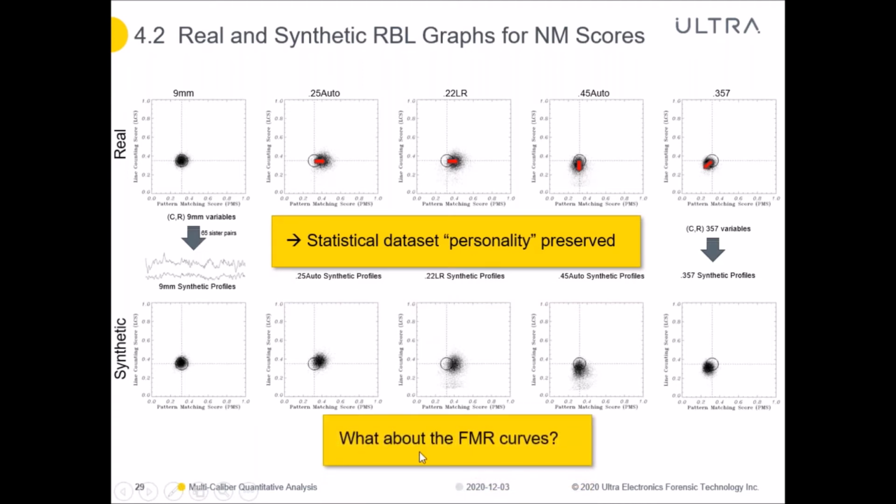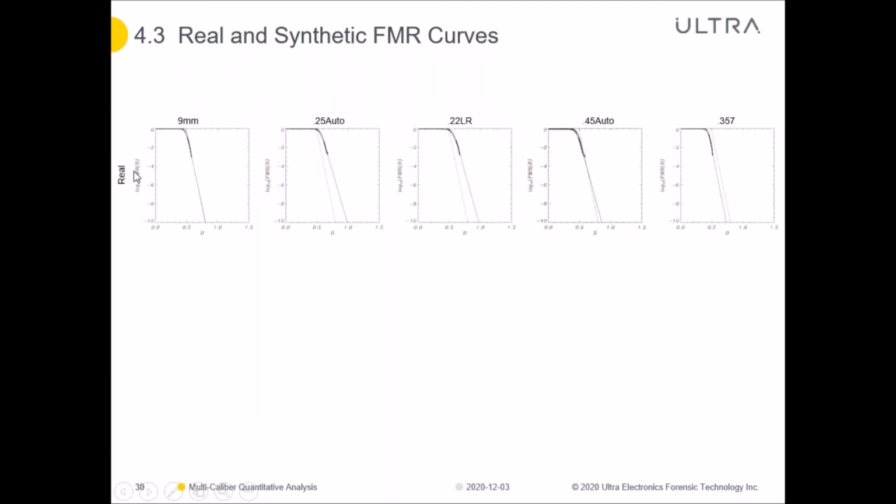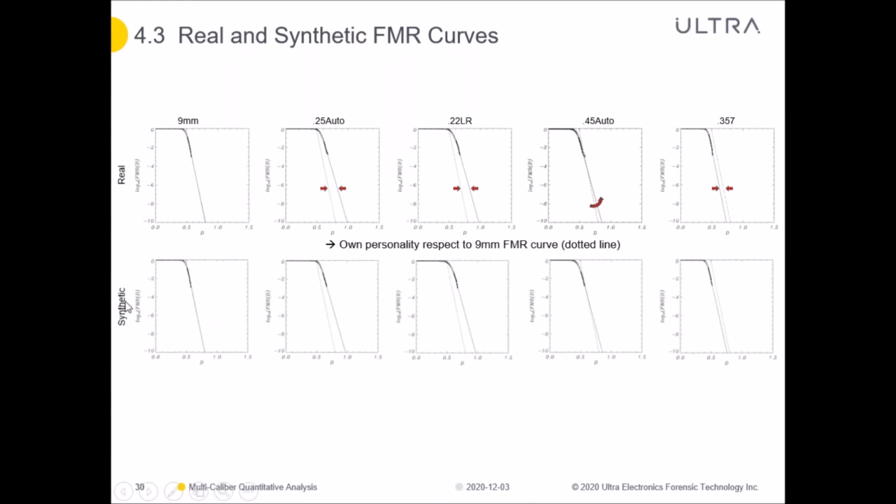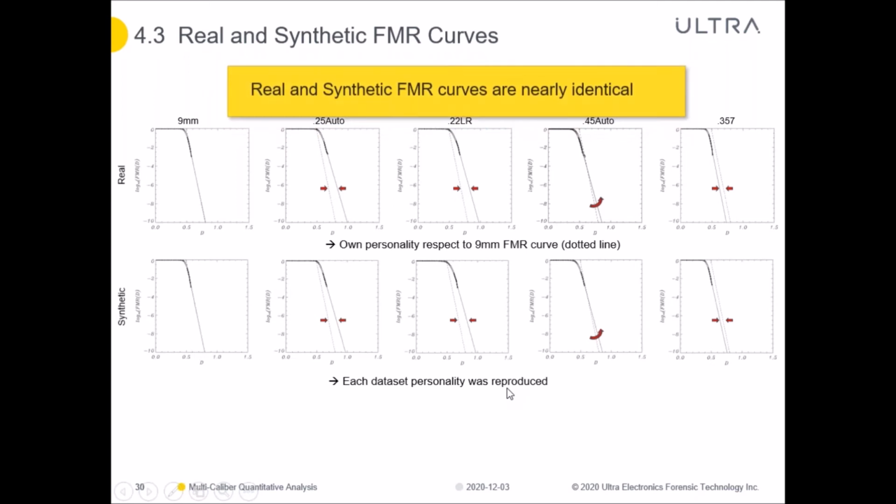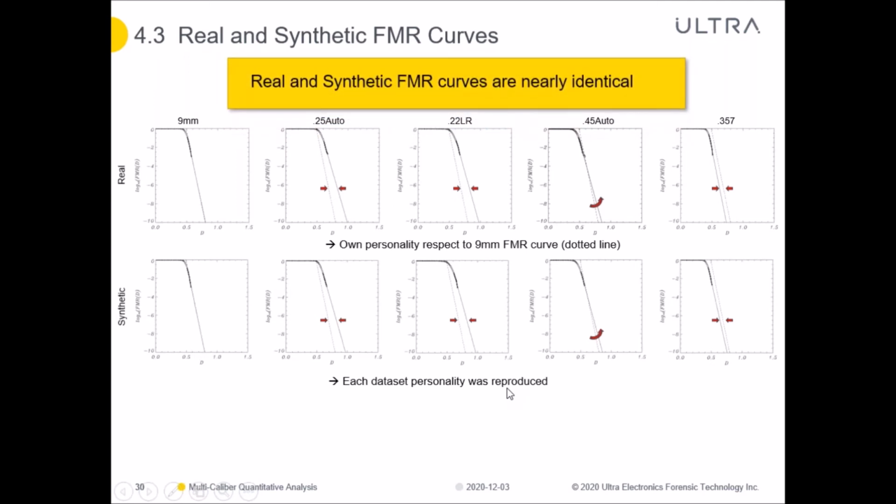Well, let's go a step further. What about the false match rate curves? Here again, we have all the real datasets. These are the false match rate curves for the real datasets. The dotted line is the curve for 9mm as a reference. And as you can see, they all have their own personality with respect to the 9mm false match rate curves. Now, if we take the synthetic non-matching score distribution and compute the false match rate curve for synthetic, as you can see, each dataset personality was reproduced. So here again, real and synthetic false match rate curves are nearly identical.